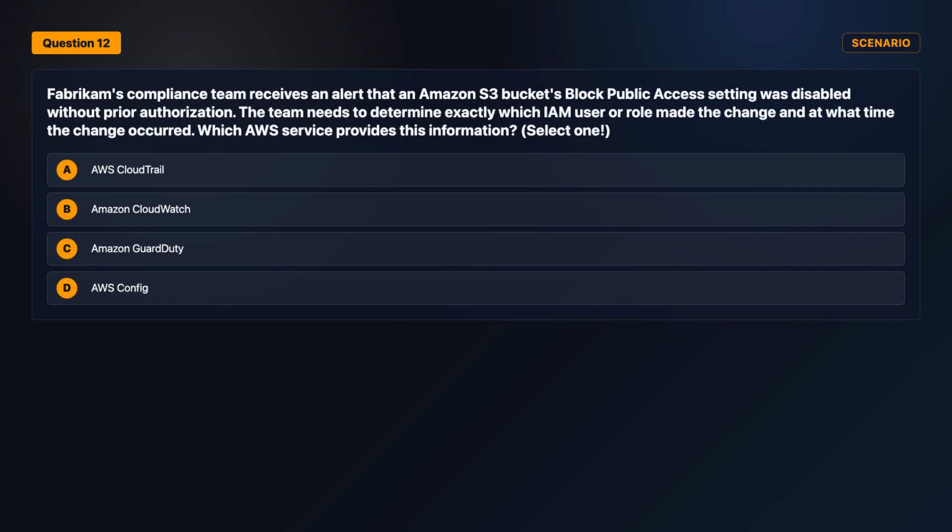Here we go. Question 12. Solve the situation, not the keyword. Fabrikam's compliance team receives an alert that an Amazon S3 bucket's block public access setting was disabled without prior authorization. The team needs to determine exactly which IAM user or role made the change and at what time the change occurred. Which AWS service provides this information? Select one. Review the answer choices on screen.